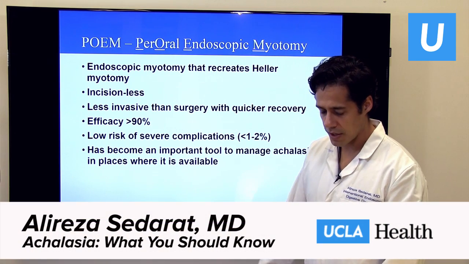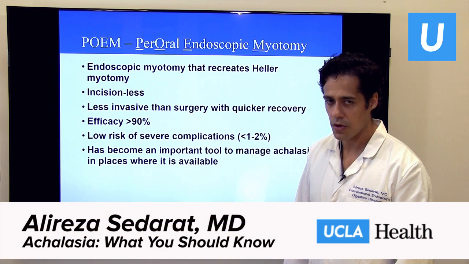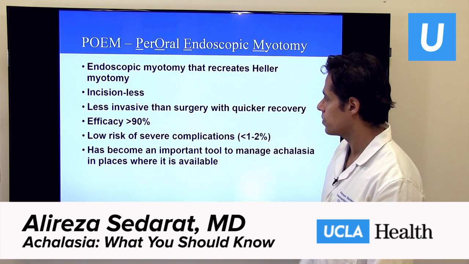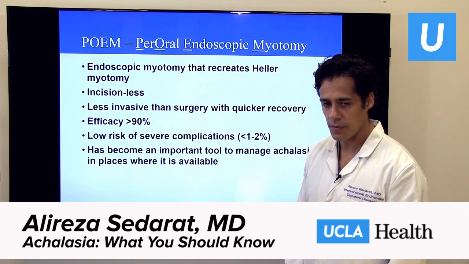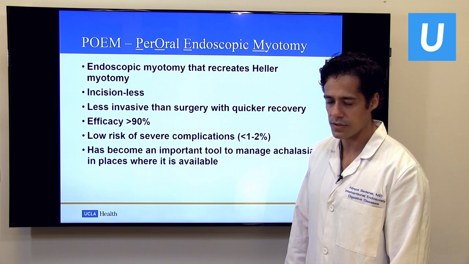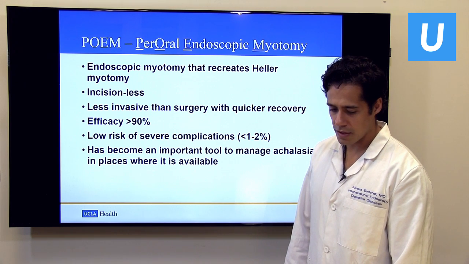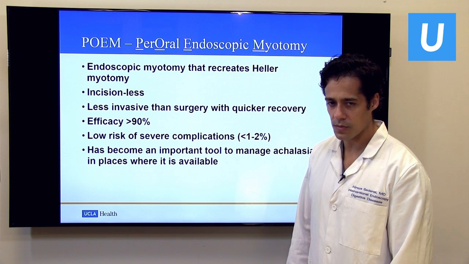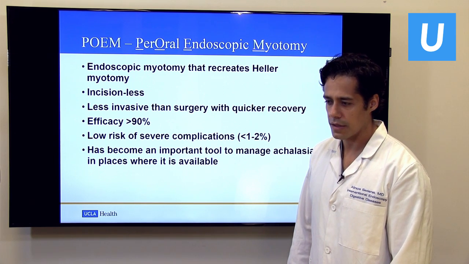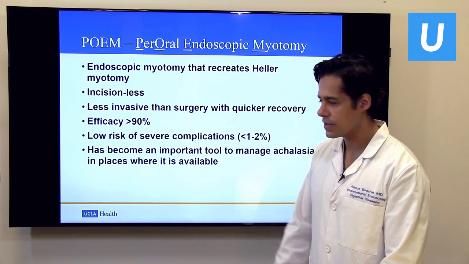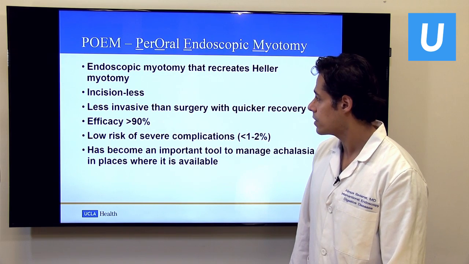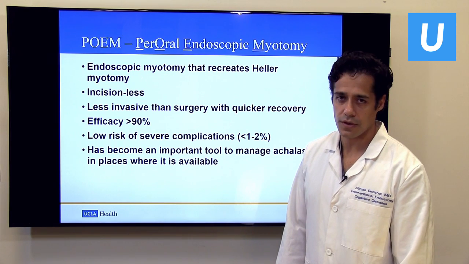This is what my specialty is: POEM, per oral endoscopic myotomy. Per oral means it goes through the mouth. Endoscopic means it's with an endoscope, the standard endoscope that we use every day. And myotomy means cutting the muscle. So it's basically a way to make a really great surgery, which is the Heller myotomy, a little bit better and maybe a little bit less invasive. So it's a less invasive means of achieving the same thing with the surgery.